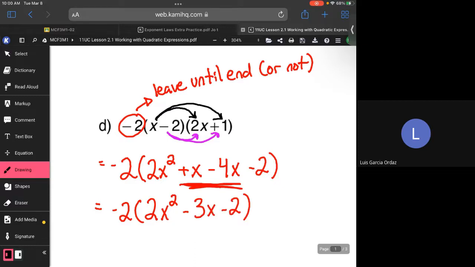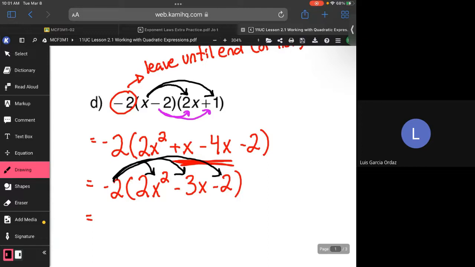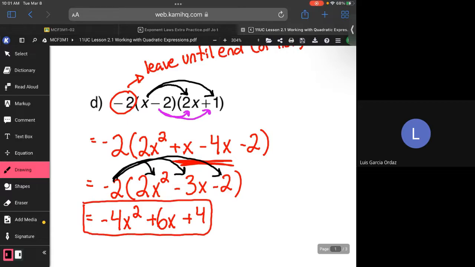And now I can distribute my negative 2. Okay, now that we've done our annoying part first, I can now distribute my negative 2. So what's negative 2 times 2x squared? Negative 4x squared. Negative 2 times negative 3x, positive 6x. And negative 2 times negative 2, positive 4. So my simplified expression becomes negative 4x squared plus 6x plus 4.